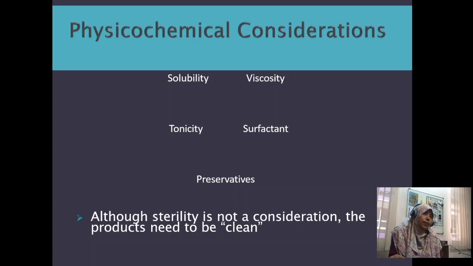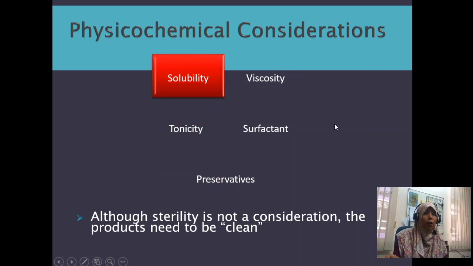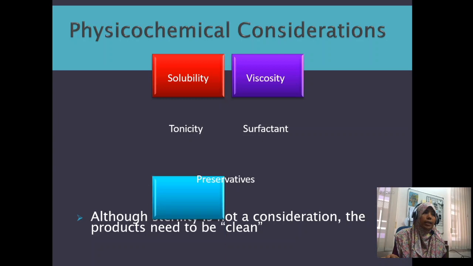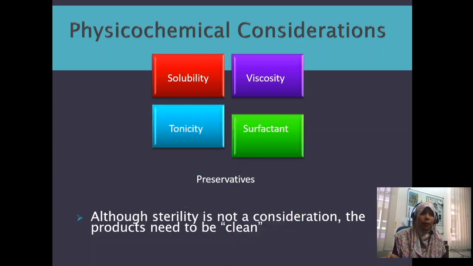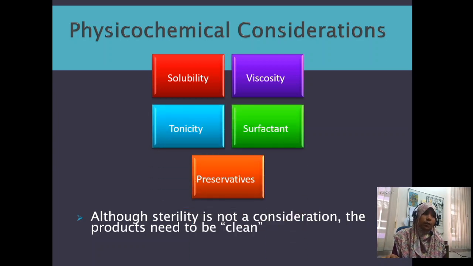Okay, next, physical-chemical considerations. When you want to make your otic preparation, these 5 properties need to be considered. The first one is solubility, the second one is viscosity, the third one is tonicity, the fourth one is surfactant, and the last one is preservative. Although sterility is not a consideration, the products need to be clean.